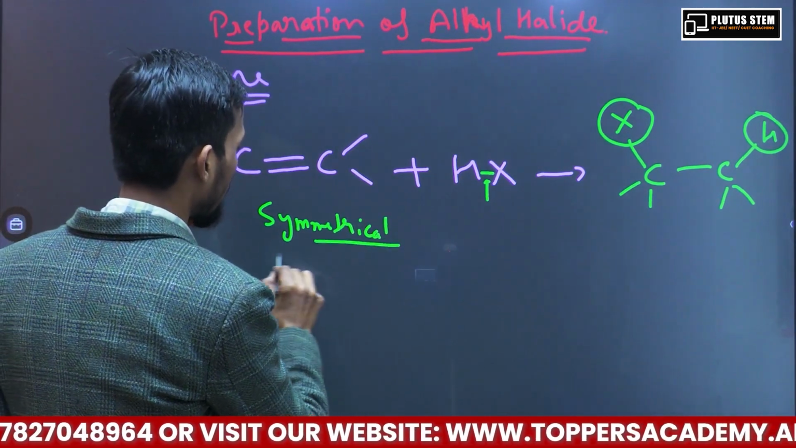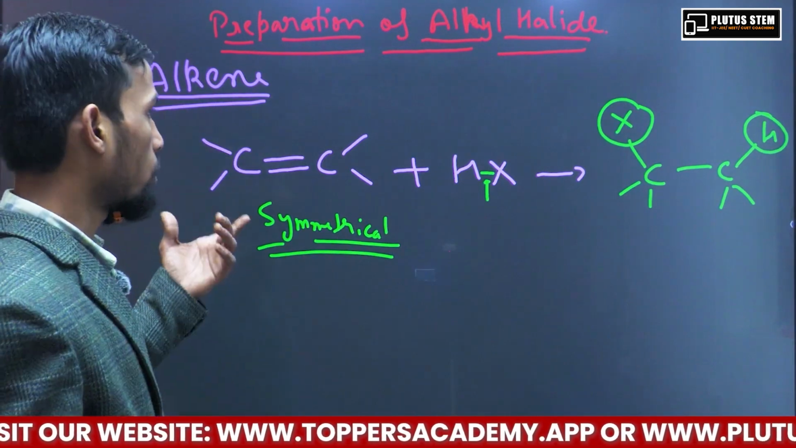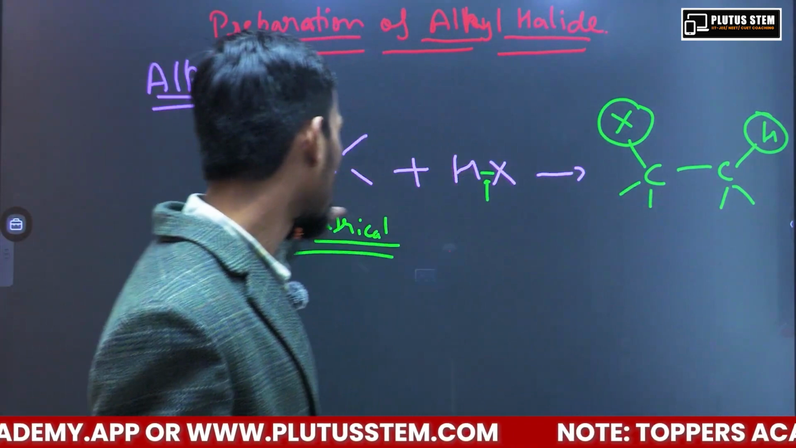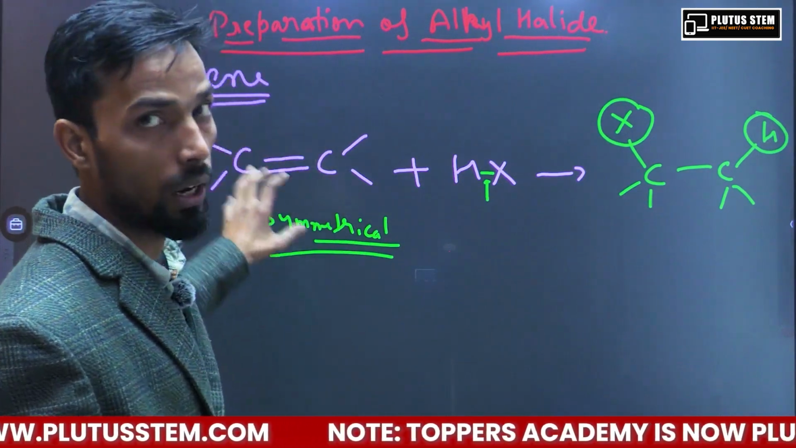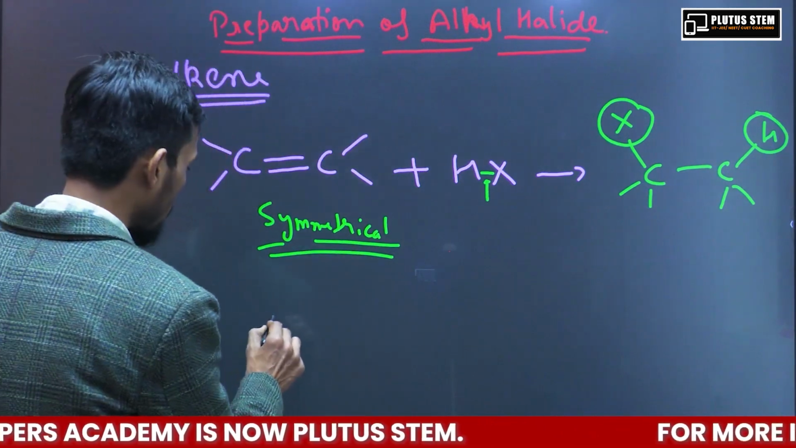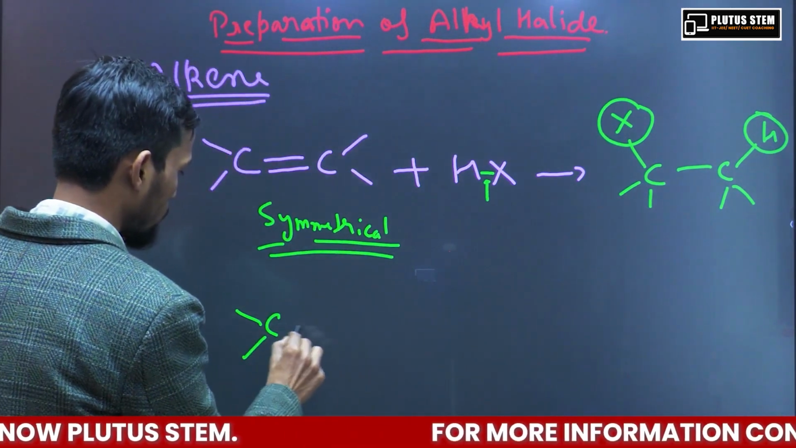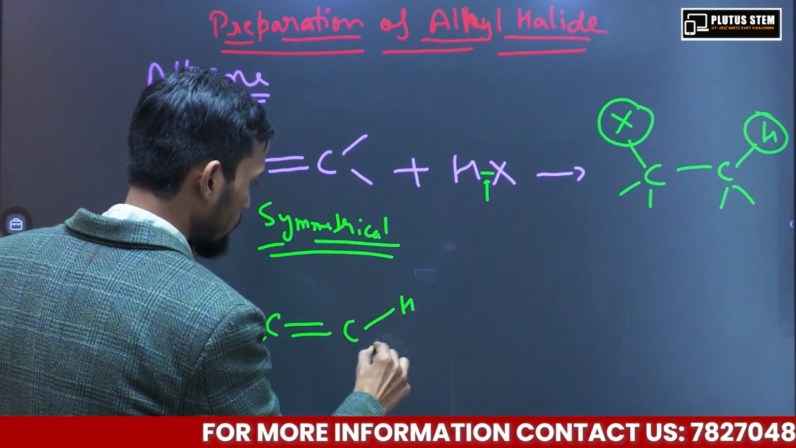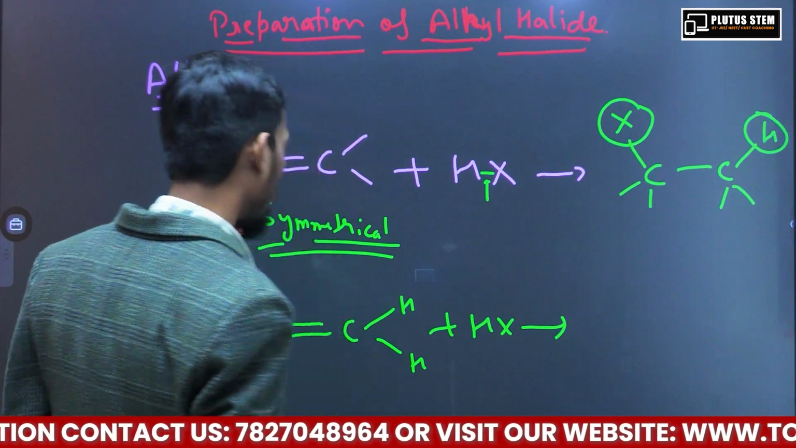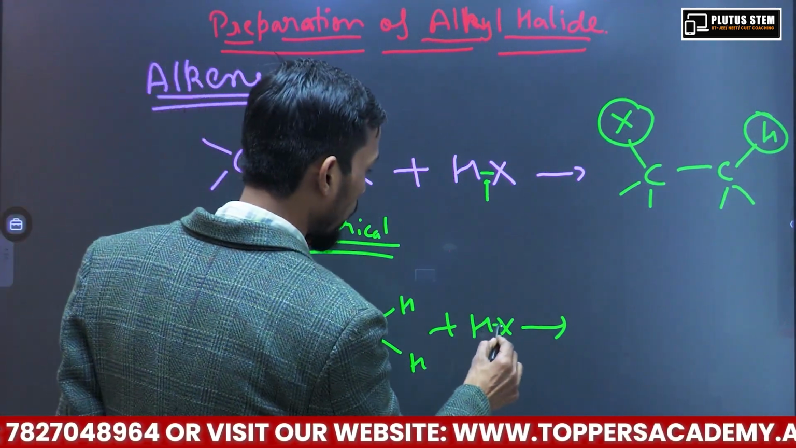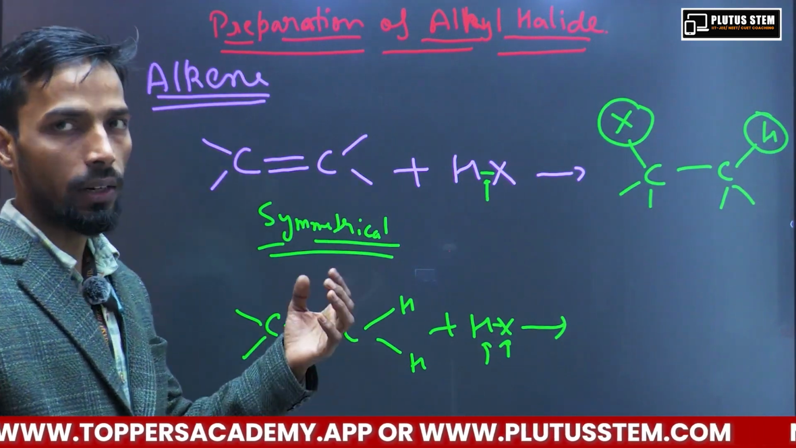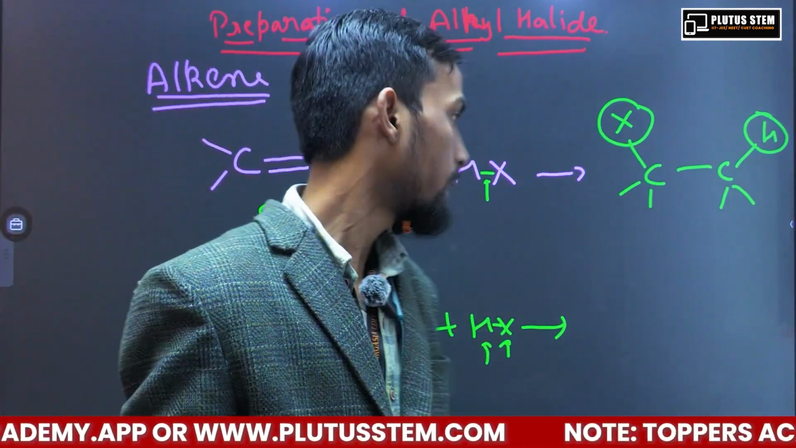This is a symmetrical alkene. So here the question is not that complicated, where to attach this hydrogen and X, because both sides have the same type of moieties. But when we have an unsymmetrical alkene like this, the problem arises that we have to add these two moieties, hydrogen and X. So where to add the hydrogen, and on which side do we need to add the halogen?